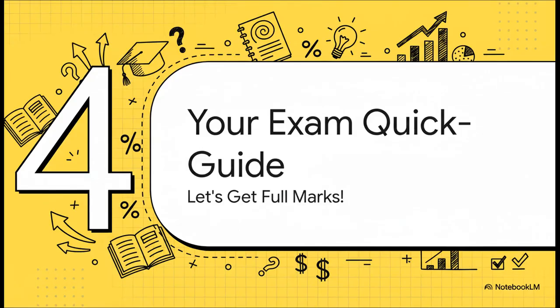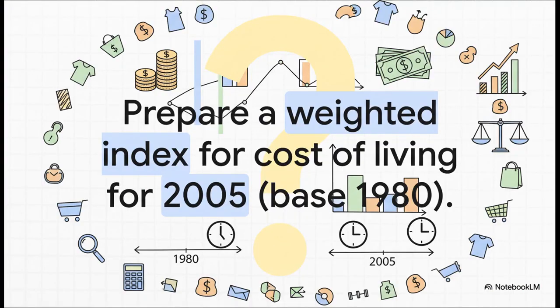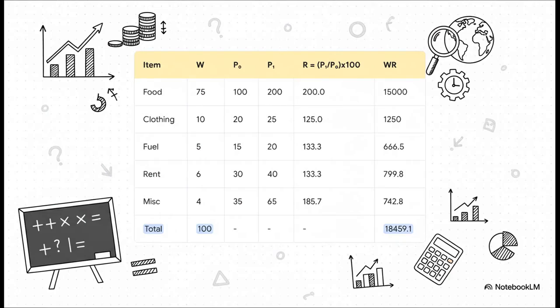Now for the most important part. Let's solve a typical exam question together so you can get full marks. Pay close attention, this is a very common type of question. Take a look at this question. This is from exercise 14 in your textbook. It gives us prices for the base year 1980, the current year 2005, and the weights for each item, like food, clothing, etc. Let's walk through the solution.